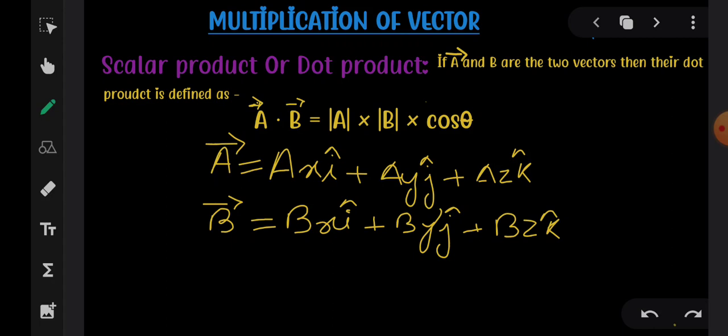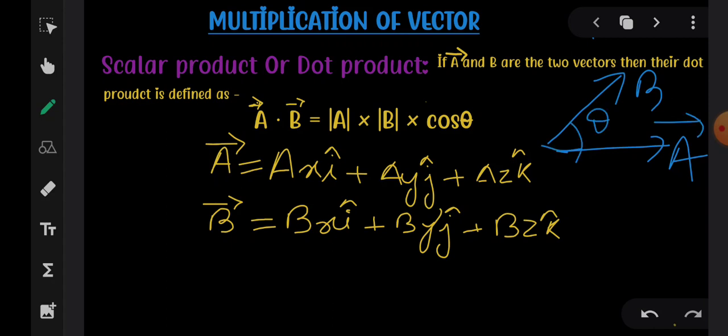The other name of a scalar product is dot product. Now see, if A and B are two vectors, suppose this is your A vector and this is your B vector, and they are inclined at an angle theta with each other, then the dot product of two vectors A and B is defined as A dot B equal to magnitude of A vector into magnitude of B vector and cosine of the angle between them. So this is how we define the dot product, or scalar product, of two vectors.